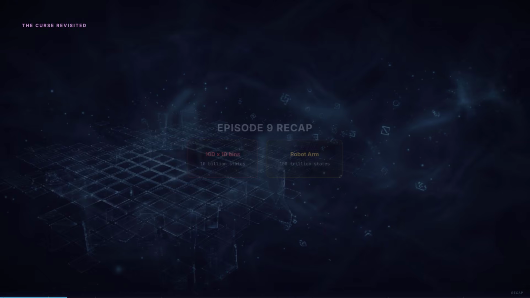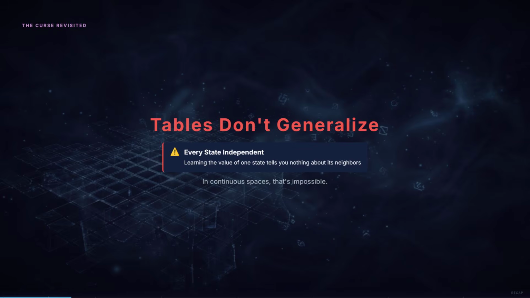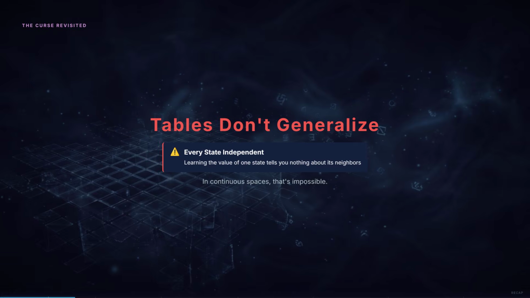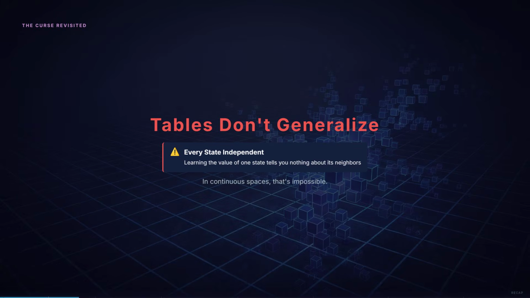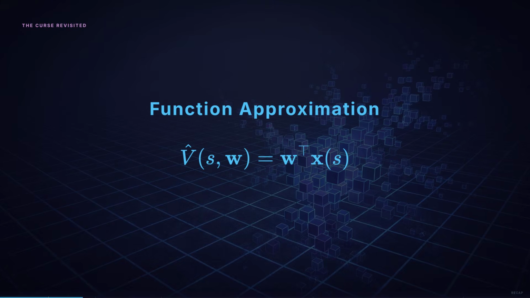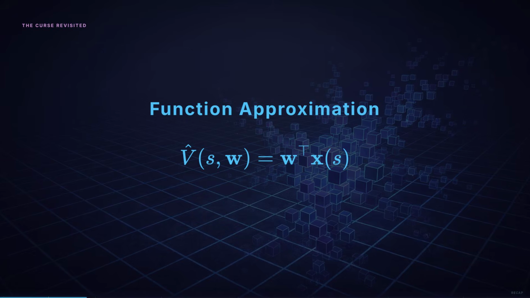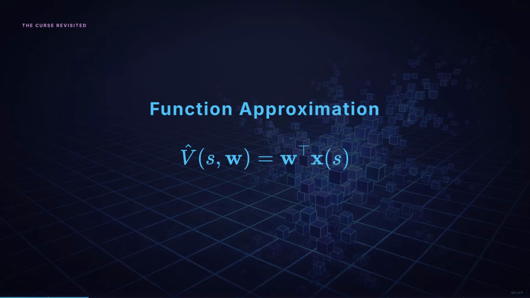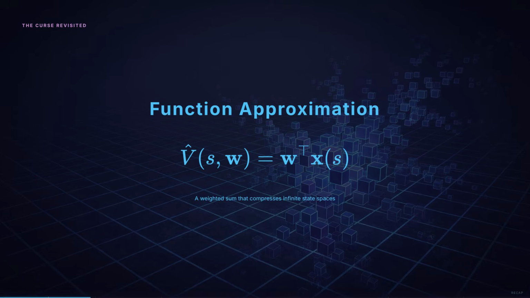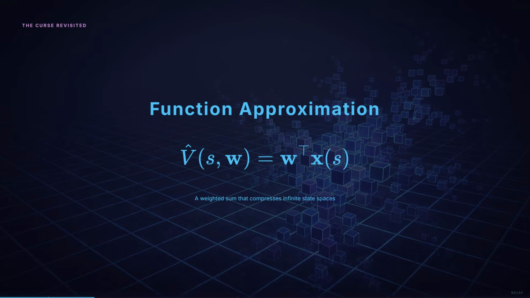We also saw that tables don't generalize. Learning the value of one state tells you nothing about its neighbors. Every state action pair must be visited independently. In continuous spaces, that's not just slow, it's impossible. The solution we previewed was function approximation, replacing the table with a parameterized function. Today, we implement the simplest version, a linear function of features, a weighted sum that compresses infinite state spaces into a handful of learnable parameters.